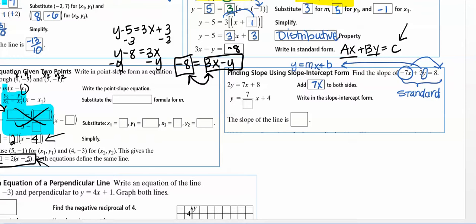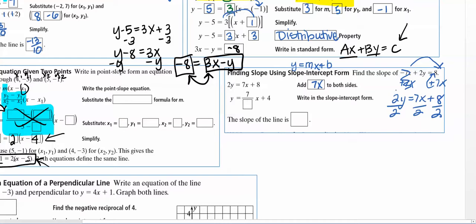If you add 7x, this 7x will cancel. You get 2y is equal to 7x plus 8. Notice I put the 7x in front of the 8, not 8 plus 7x, because that's how slope-intercept form looks. Then we need to divide everything by 2, and we get y equals 7/2 x plus 4, because 8 divided by 2 gives you 4. So now we can identify the slope, which is m, which is 7/2.